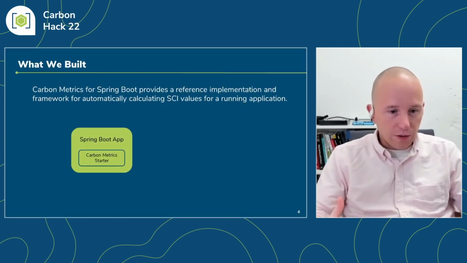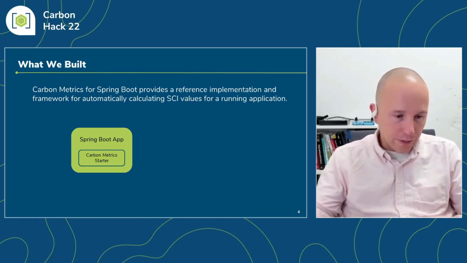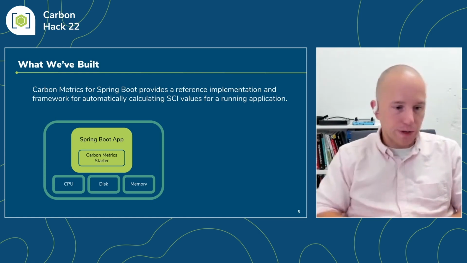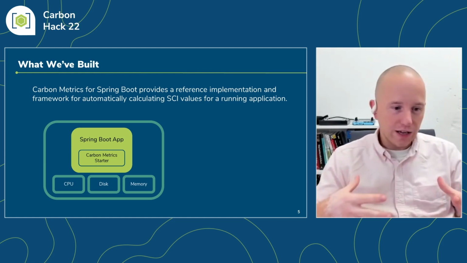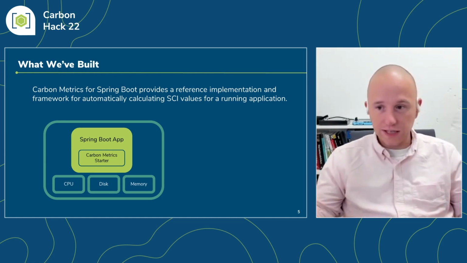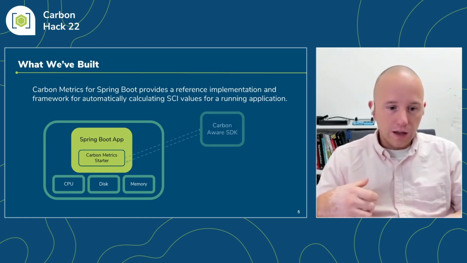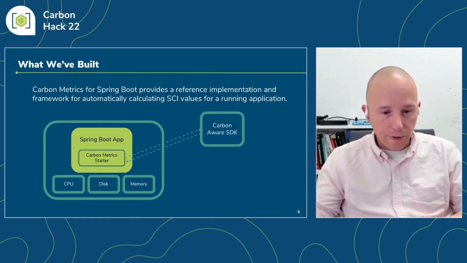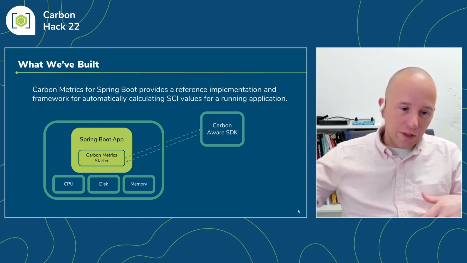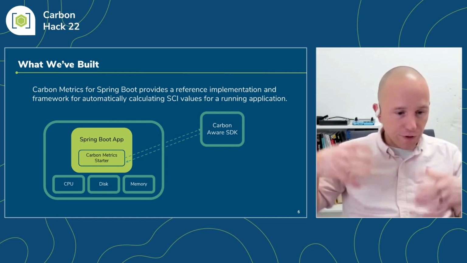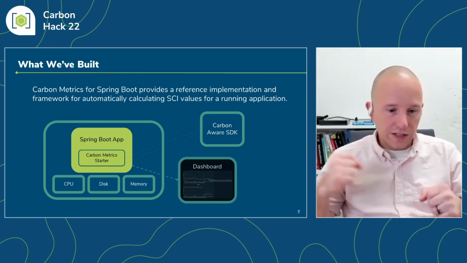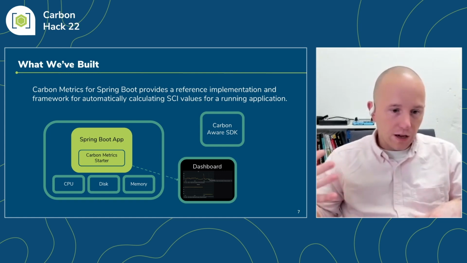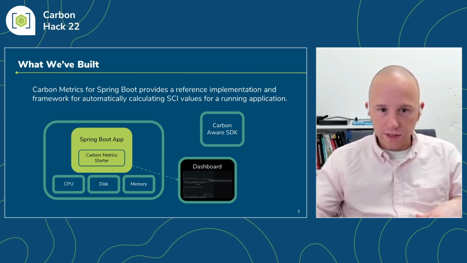So during the hackathon, we worked on a reference implementation for automatically calculating and publishing those SCI values for your running app. And we did this by providing a drop-in Spring Boot starter that can estimate the energy that your application is using based on things like CPU utilization. It can talk to the Carbon-Aware SDK in order to gather marginal carbon intensity for the location that it's running. And then it's going to publish those heartbeats of SCI values to a dashboard of your choice.